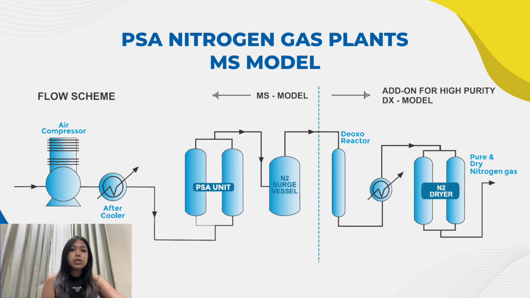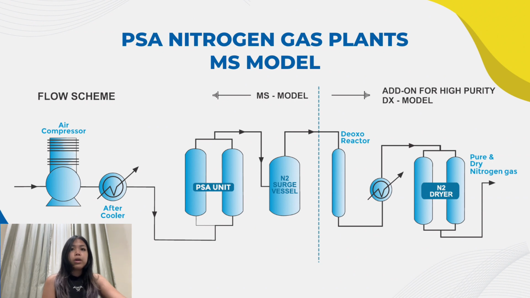Next, after going through the air compressor, it goes to an aftercooler. After compression, the air temperature is generally high due to the heat of compression. The aftercooler cools down this air, which not only makes it safer to work with but also improves the efficiency of downstream processes. Next, it goes through the PSA units. Here is where the pressure swing adsorption occurs.